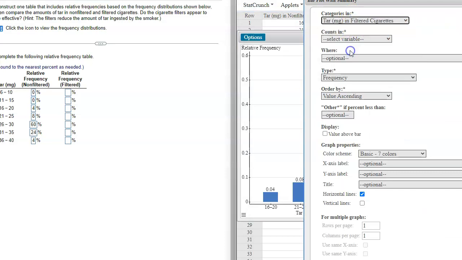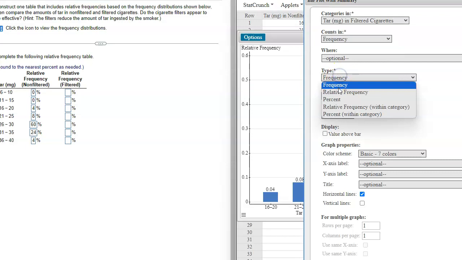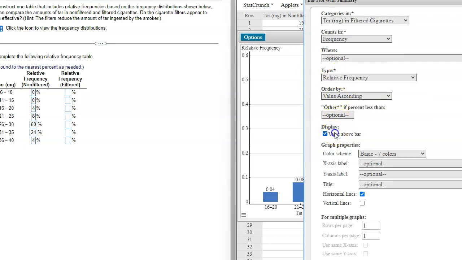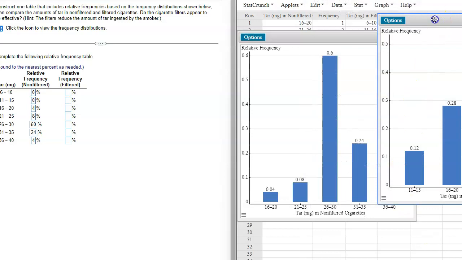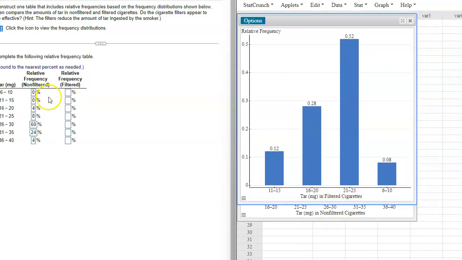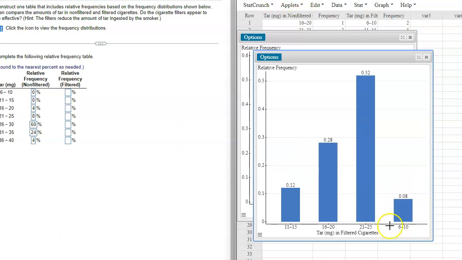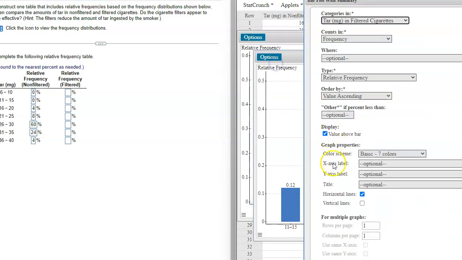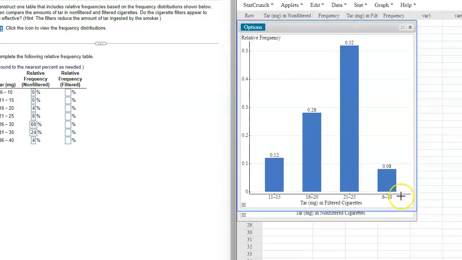I'm going back to Graph, Bar Plot, With Summary again to do the same thing, but this time I want to do it for the filtered cigarettes category, and I'm going to be choosing the second frequency. I still want to make a relative frequency histogram, and I still want to see the value above the bar. And I click compute on that, and now I can see I have different values. A strange thing is happening here with this 6 to 10 showing up at the end. Pay attention to the order these are showing up in.